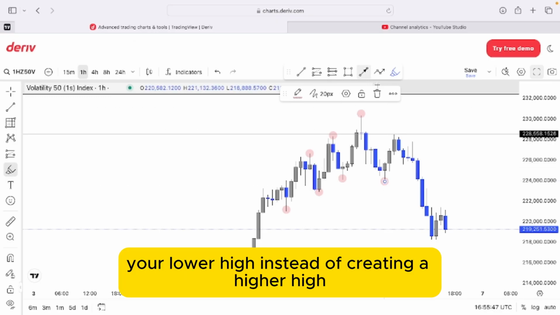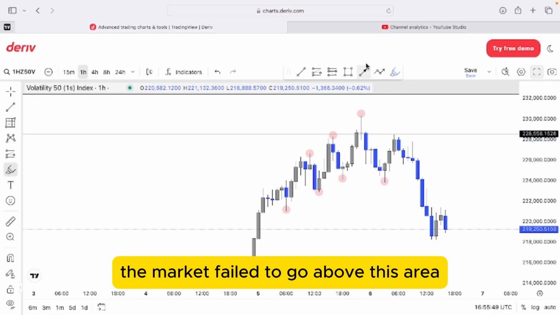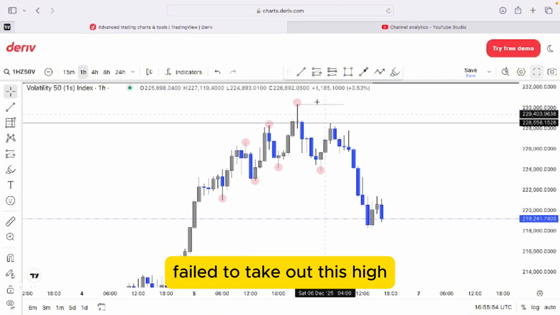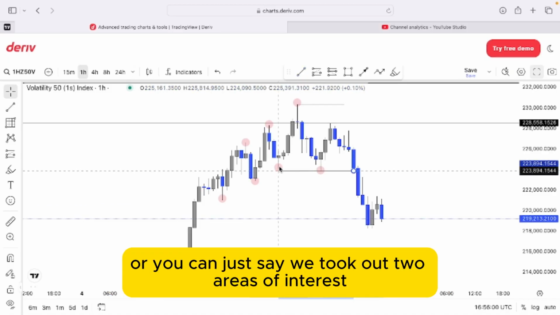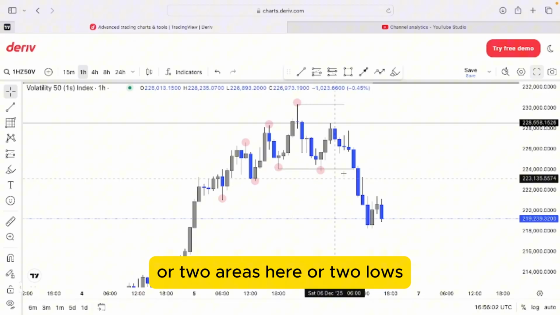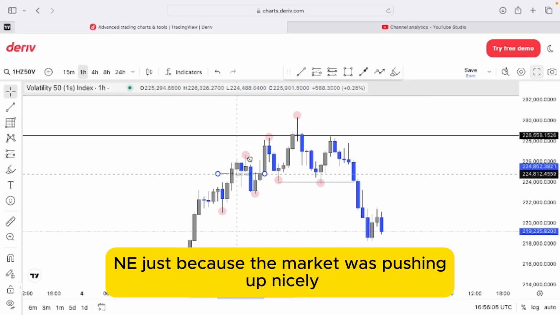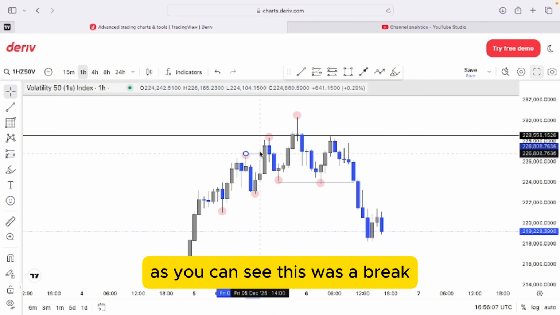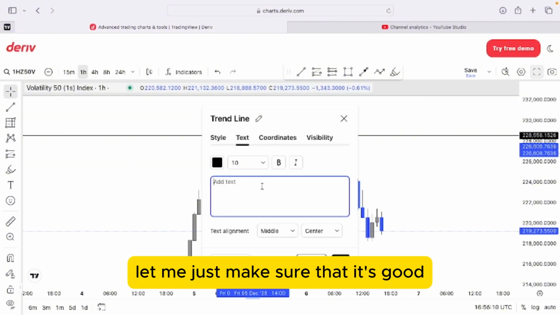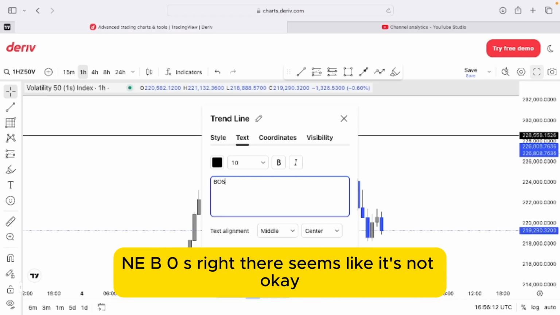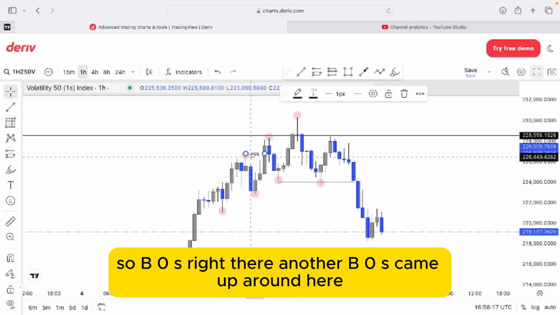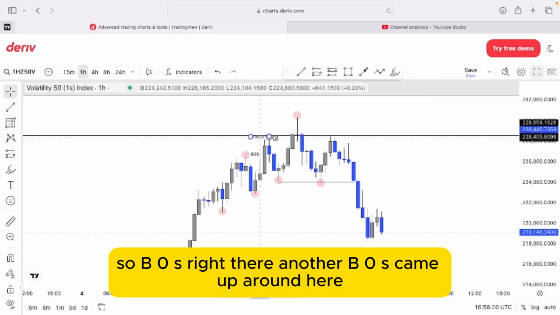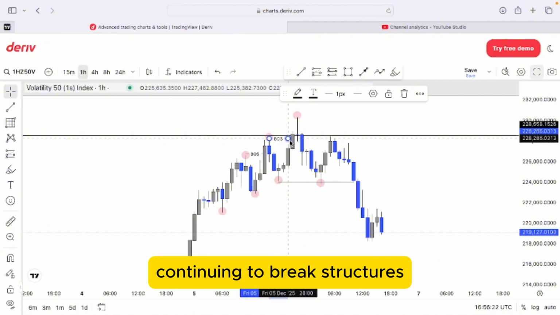Instead of creating a higher high within this point here, the market failed to go above this area, failed to take out this high, then decided to change character from this point here. Or you can just say we took out 2 areas of interest, or 2 lows, just because the market was pushing up nicely. As you can see, this was a break. Let me just make sure that it's good so that you can understand, guys. So BOS right there, another BOS came up around here, continuing to break structures.